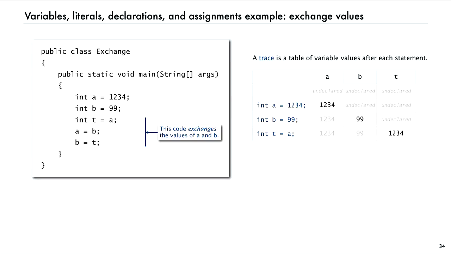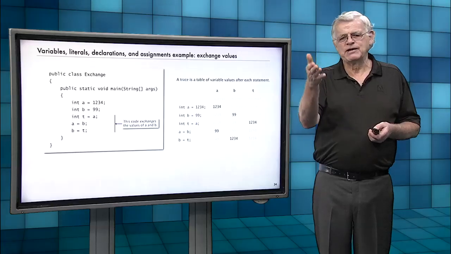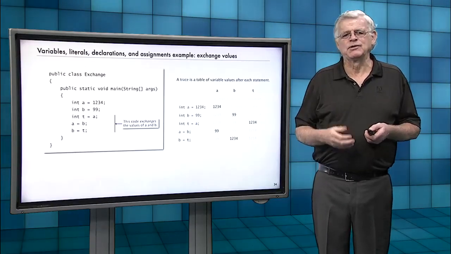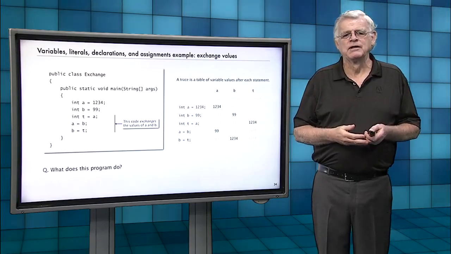Now the assignment statement is not equals like mathematical equality. It really says associate the value with the variable, which is different. Okay, so now we say a equals b. So we find the value associated with b, that's 99. We can see that from the trace, and then we associate that with a. And then b equals t, then we have the 1, 2, 3, 4 associated with t, and then we give that value to b. So that trace of these 5 statements tells us what that program does.